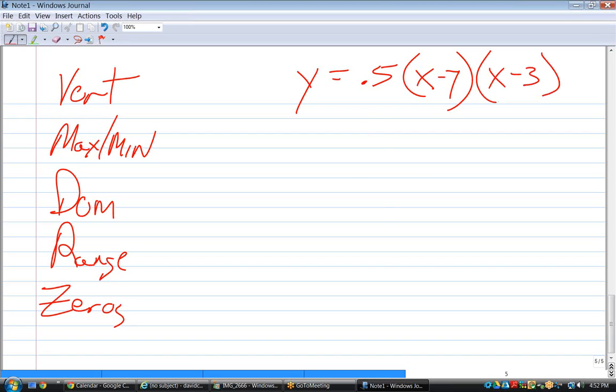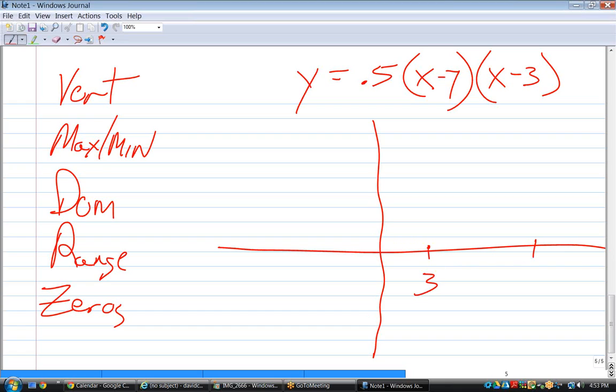Let's talk about the vertex. Where are my zeros, first of all? 3 and 7. Is this a parabola that opens up or down? It opens up. What is the x-coordinate of the vertex? 5. What is the y-coordinate of the vertex?